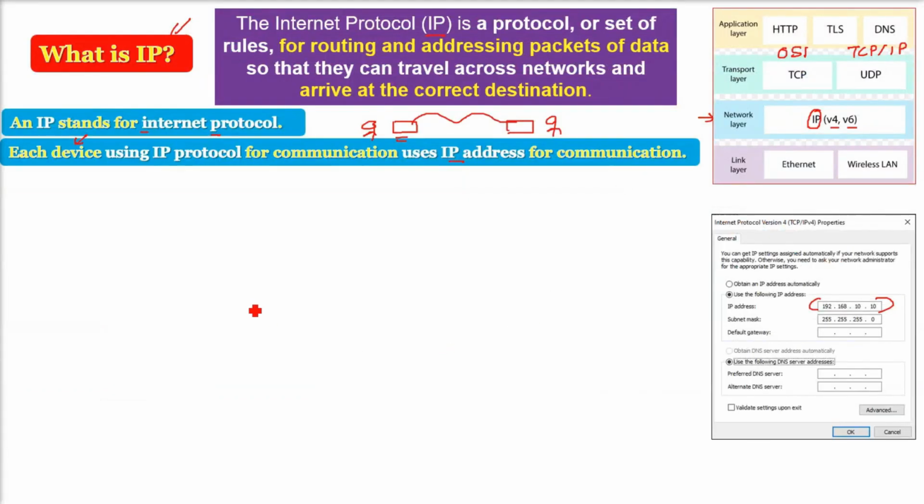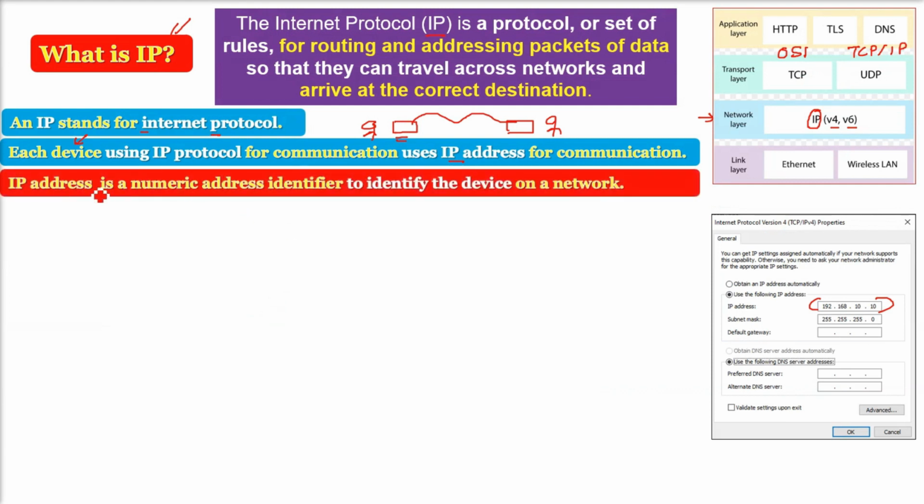Let's come back to our discussion. The IP address you have just seen, what was that? It was just a numeric address. So this is a numeric address identifier. Why is it called an identifier? Because it can identify the device on a network. It can be a small network, a company network, or even the internet.